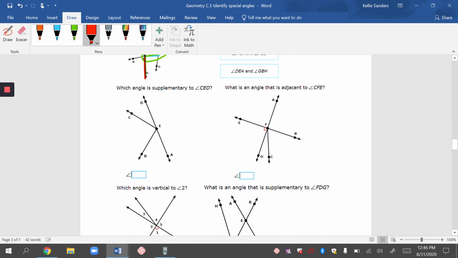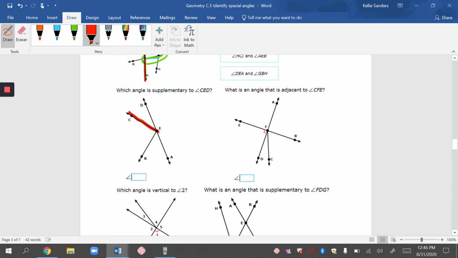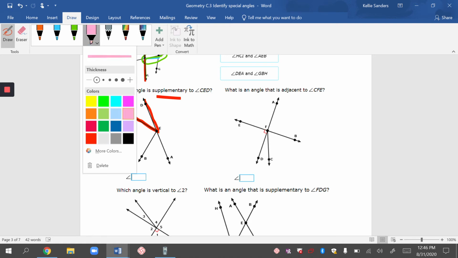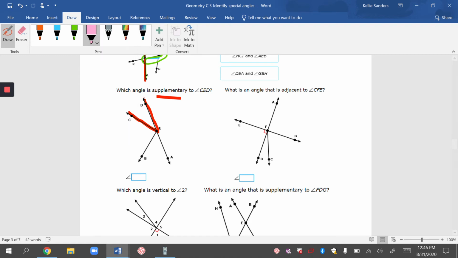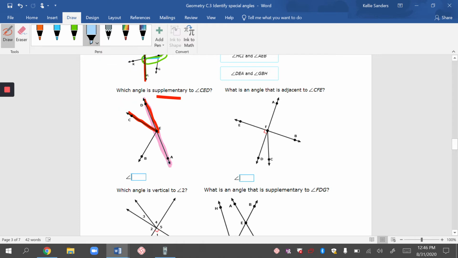Which angle is supplementary to angle CED? Here is CED. Supplementary basically means making the rest of the line. So watch this. So if here's our straight line, right? So if I went from A to finish out the line, then I would go to C because then they would share the same ray. So angle A, E, nope.